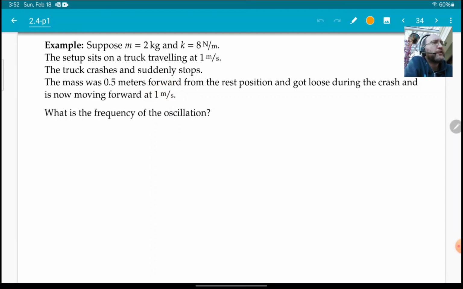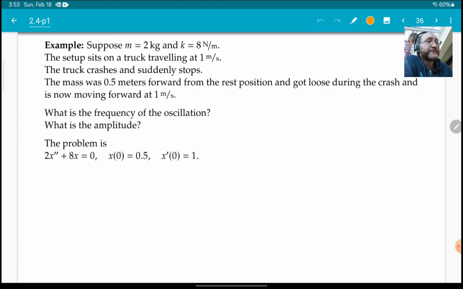So now this mass is going to start oscillating. And so what is the frequency of this oscillation? And what is the amplitude? How far does the mass go forward before it starts going backwards, and how far does it go backwards before it starts going forwards? So what is the amplitude? So the problem is this.